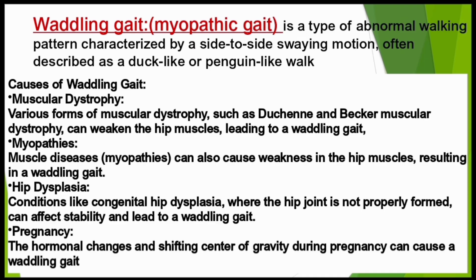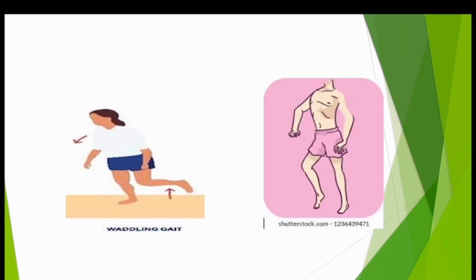You can see this type of gait in daily life. Many people have this type of gait. They walk like a duck or walk like a pigeon. That is known as waddling gait. And also pregnancy. The hormonal changes and shifting center of gravity during pregnancy can also lead to waddling gait. You can see in the picture how the person is walking with waddling gait, like a duck or a pigeon. Remember, waddling gait is walking like a duck or a pigeon. It's also known as myopathic gait.